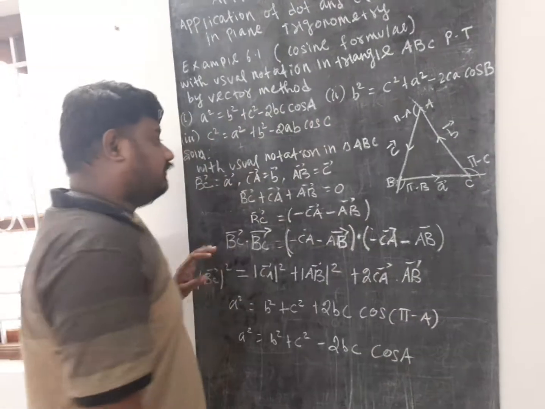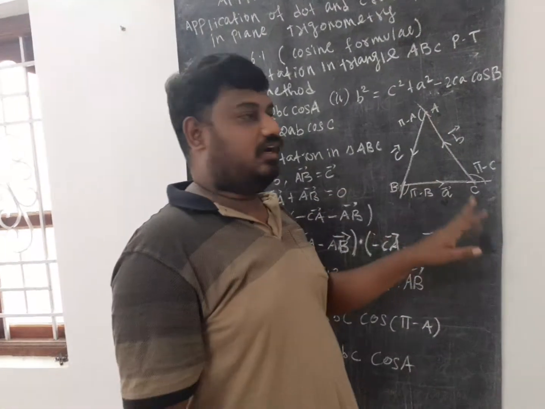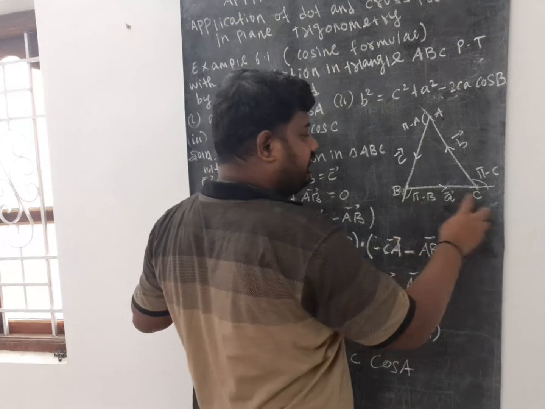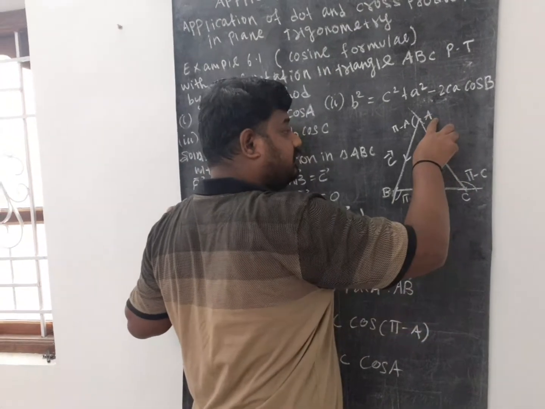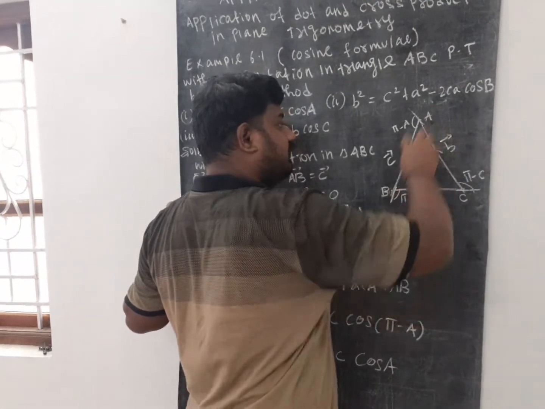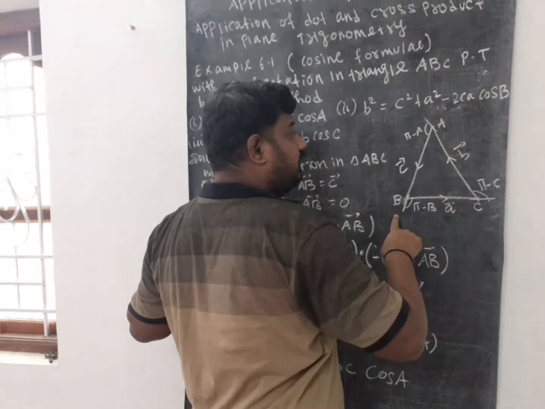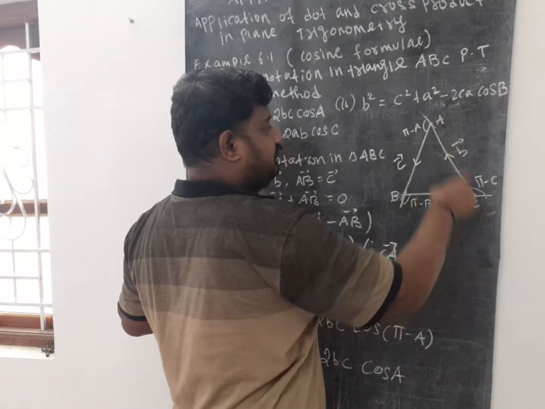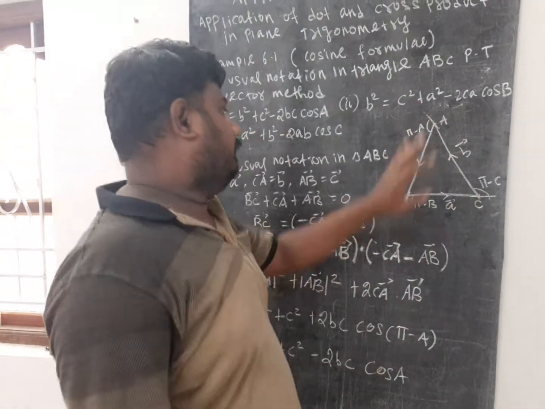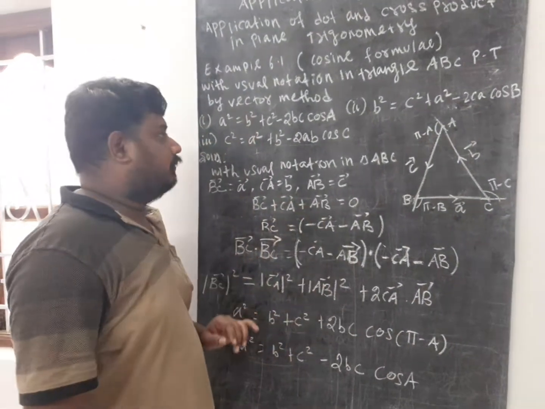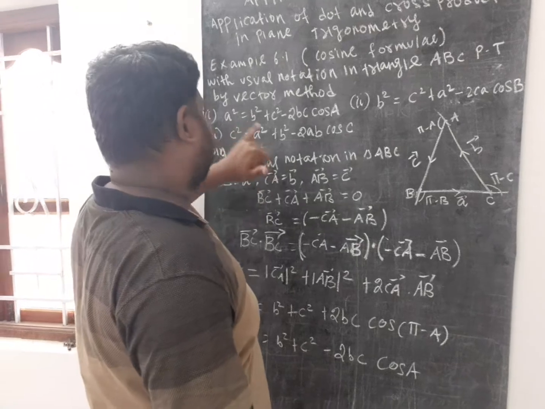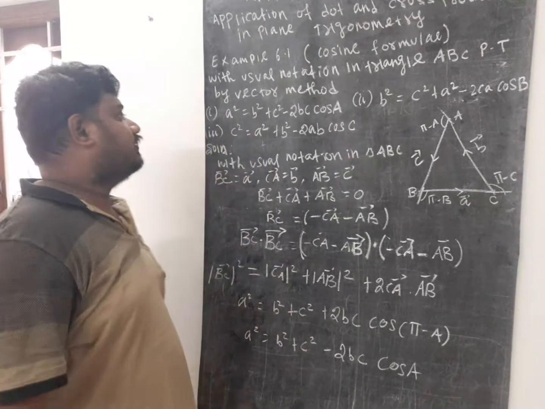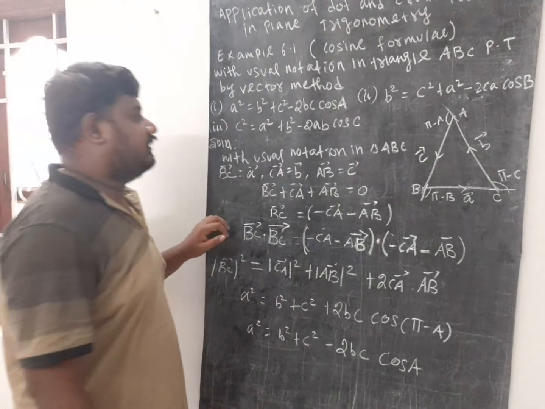In 11th standard, you are familiar with the triangle of addition. Triangle of addition means BC vector plus CA vector is equal to the reverse of the third side, so it is equal to BA vector. BC vector plus CA vector is equal to BA vector. You can see this in this problem. First I will prove this one: a square is equal to b square plus c square minus 2bc into cos A.